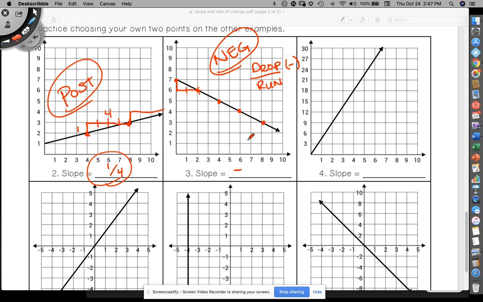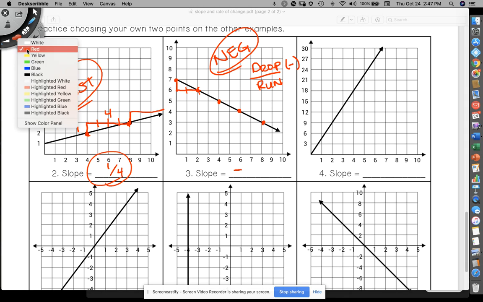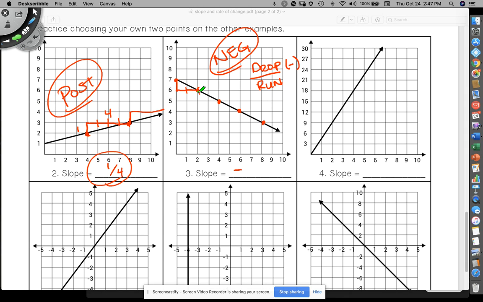1, 2. All right, well, let's see if that continues to be the same throughout. Drop 1, run 2. Drop 1, run 2. Drop 1, run 2. That's my slope. It is drop 1, run 2.